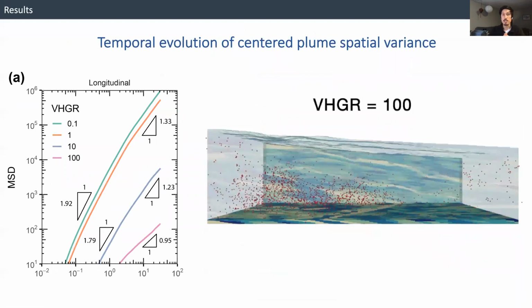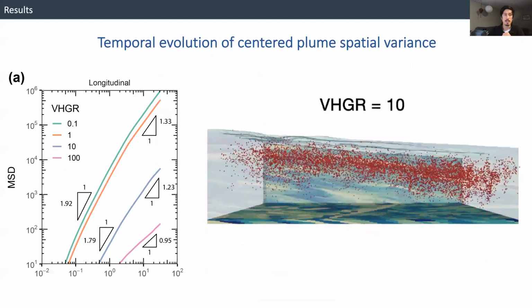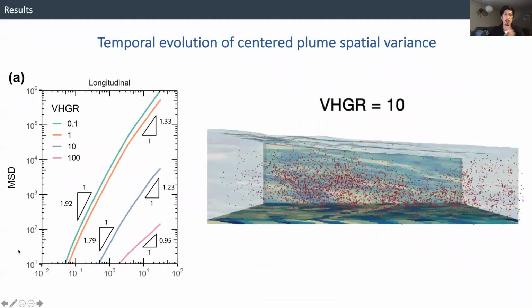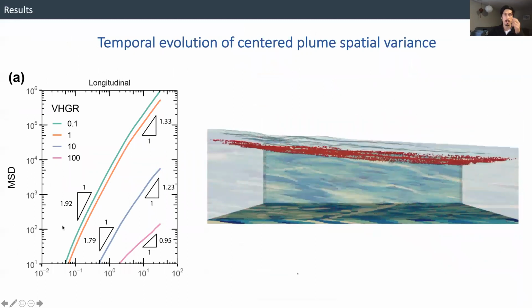Now looking at the plume spatial variance, on the y-axis is the MSD, the mean squared displacement. I'm only showing the longitudinal direction. In the paper, we have all directions we analyze.